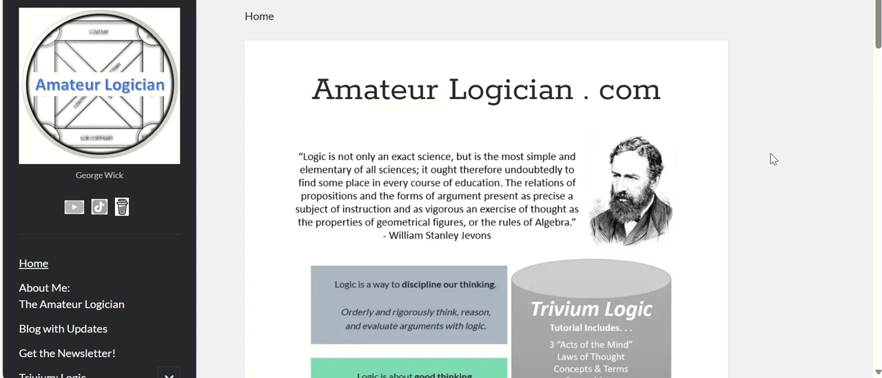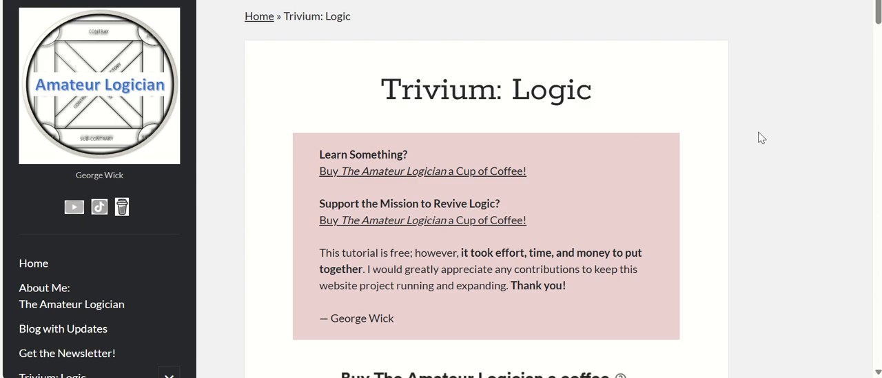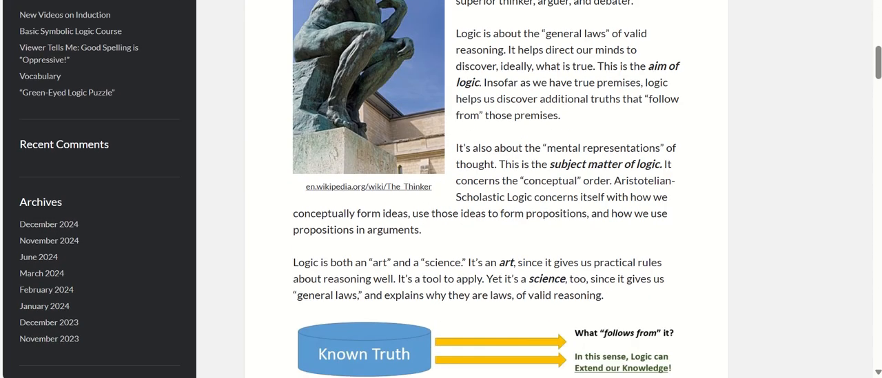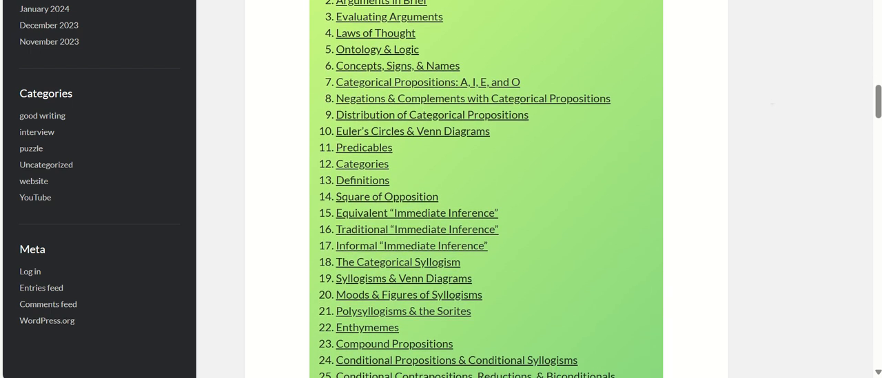Today I want to show you my entry on John Stuart Mill's inductive methods. Now on the left, you will see the trivium logic. You can click that, or you can click this arrow and scroll down to find the entry on Mill's inductive methods. I'm just going to click on trivium logic and then scroll down, and you will see that there are 40 entries to this tutorial on traditional verbal style logic.